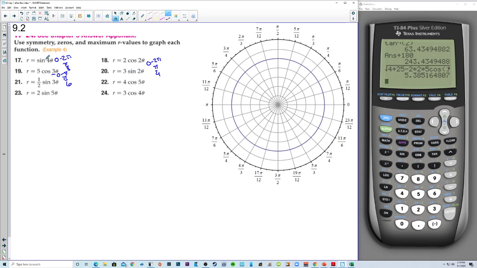One other thing, now there's going to be 4 petals. This is going to be 3 petals, and each of these two right here, 18 and 20, are going to be 4 petals. Anytime it's even, you double the number, and that's how many petals you have. When it's odd, it's going to be the same number of petals as that coefficient.